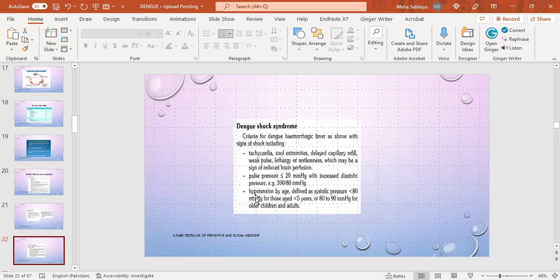Then the third type is dengue shock syndrome. Criteria for dengue hemorrhagic fever as above, with signs of shock, including tachycardia, cold extremities, delayed capillary refill, weak pulse, lethargy, restlessness, pulse pressure less than 20 mmHg with increased diastolic pressure, that is 100 by 80 mmHg. Hypotension by age is defined as systolic pressure less than 80 mmHg for those aged less than 5 years, or 80 to 90 mmHg for older children and adults.